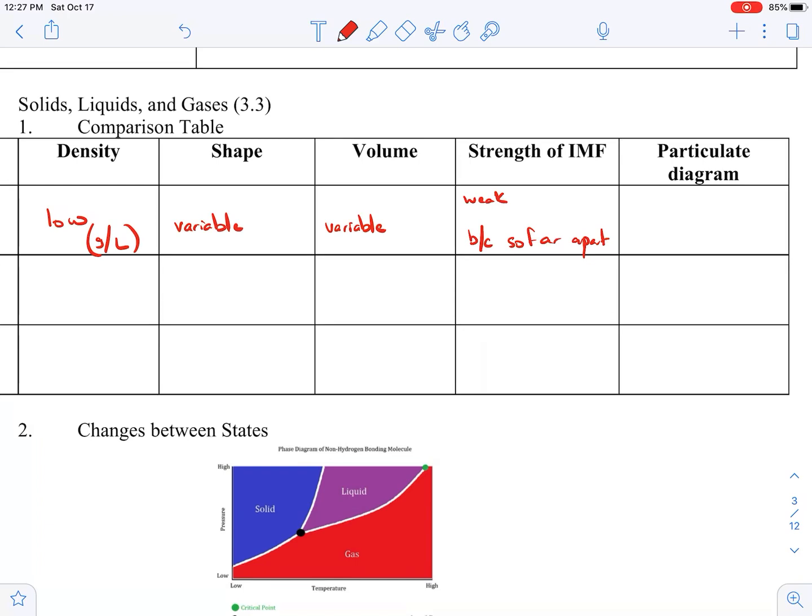A particulate diagram helps us visualize what the particles would look like if we could see them. If this box is the particulate diagram, a gas would take the shape of the container. We would have little circles everywhere. Since these circles are all the same, this would be an element because they're all single and all the same. But we'll get into that in another section.